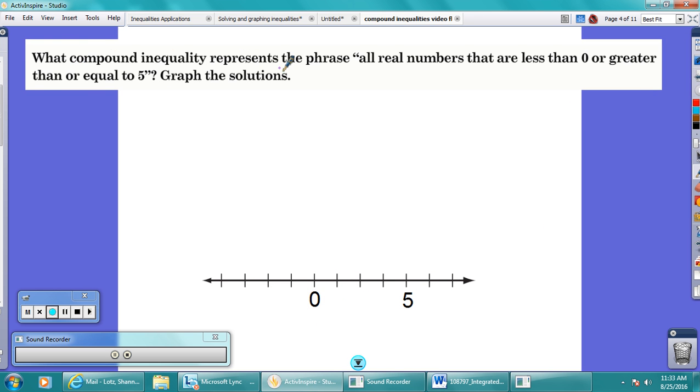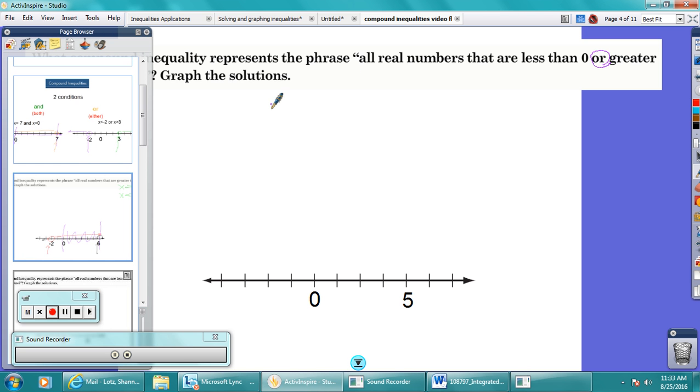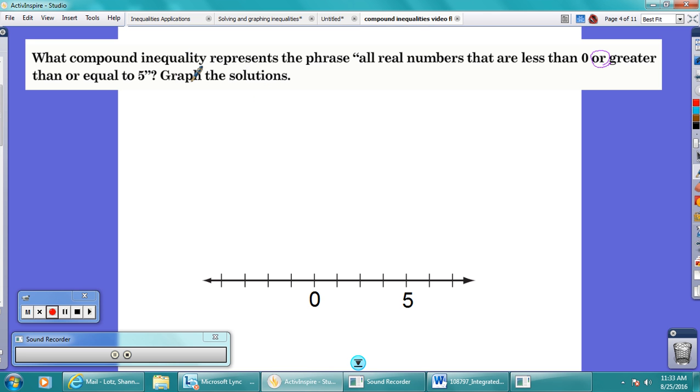What compound inequality represents the phrase all real numbers that are less than 0 or greater than or equal to 5? And then we're going to graph the solutions. So again, all real numbers is x, less than 0, then we have the or, and then we have greater than or equal to 5. So now we have our compound inequality, and now we're going to graph.